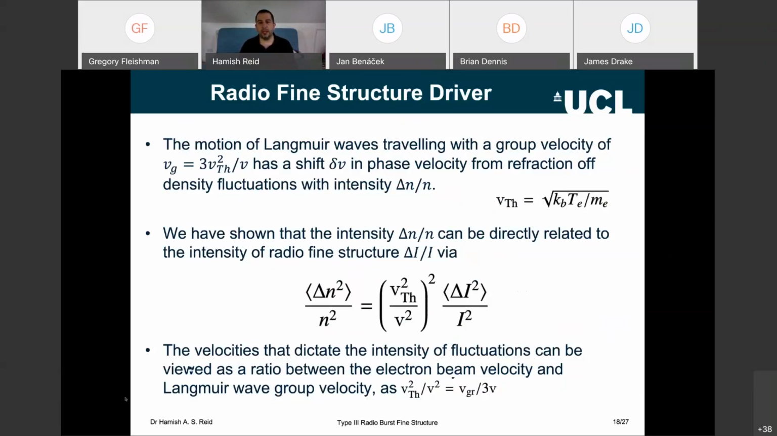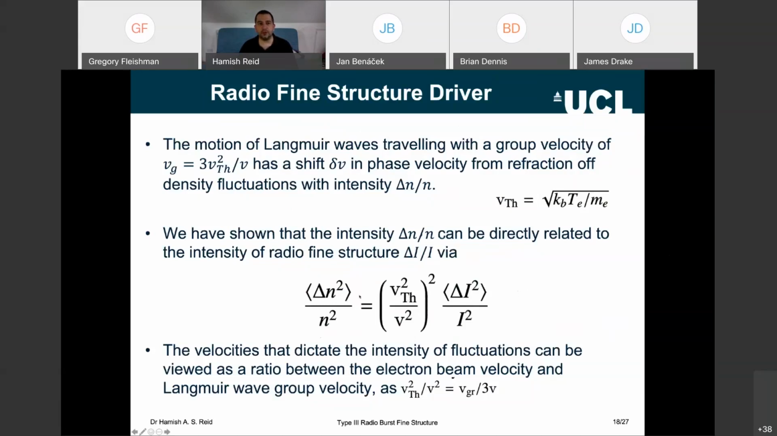And we showed with a derivation, which I'm not going to go through in this presentation but is contained at the end of the paper, that we can relate the intensity delta N over N of the background density turbulence to the intensity of the radio fine structure using this relation here. The variables that it depends upon are the thermal velocity and the electron beam velocity.